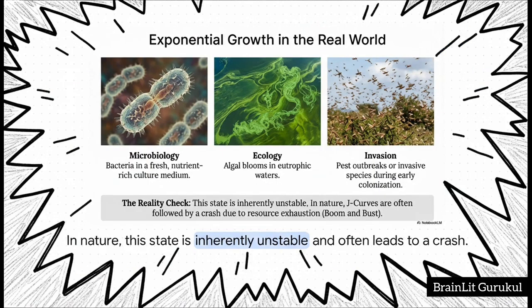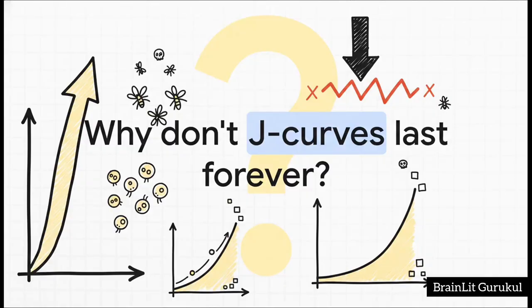So you might be sitting there thinking, okay, this is just theory, right? But we actually see flashes of it in the real world. Think about bacteria in a brand new petri dish, or a sudden algal bloom that chokes an entire lake, or even a terrifying swarm of locusts. These are all real-life examples of exponential growth. But, and this is a big but, here's the reality check. This state is always temporary. It just can't last.